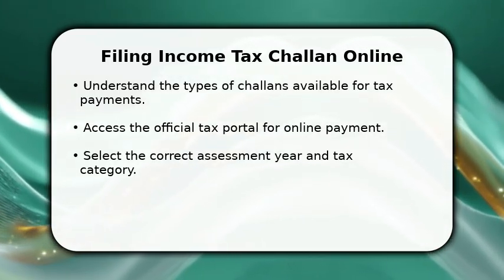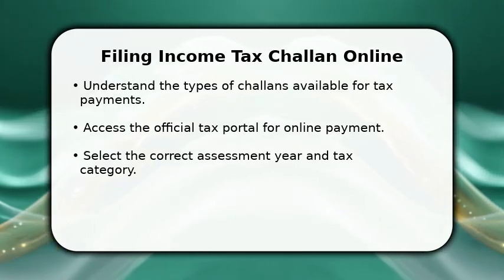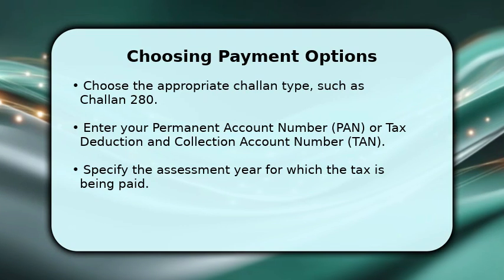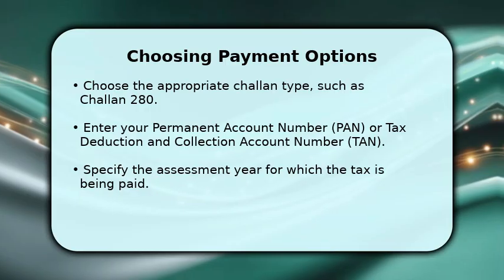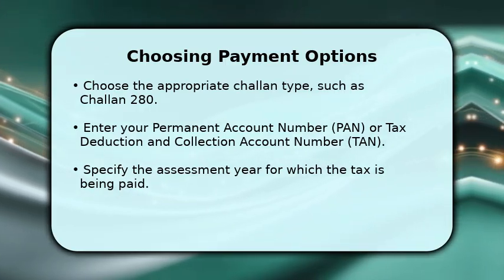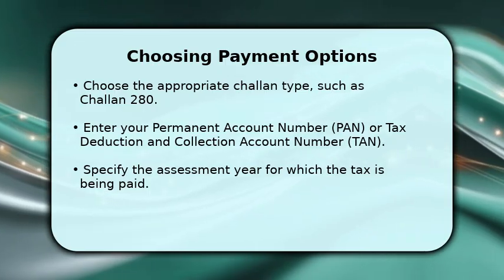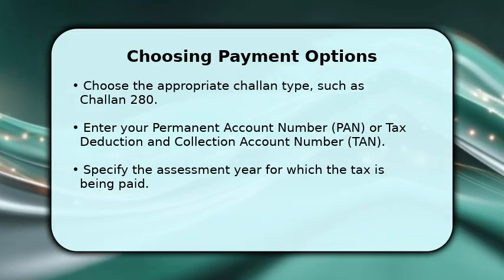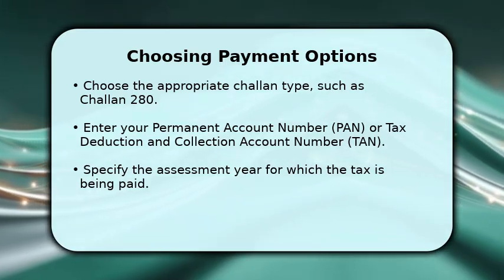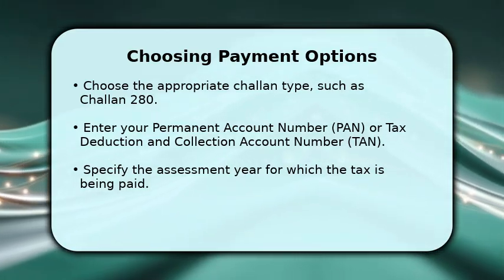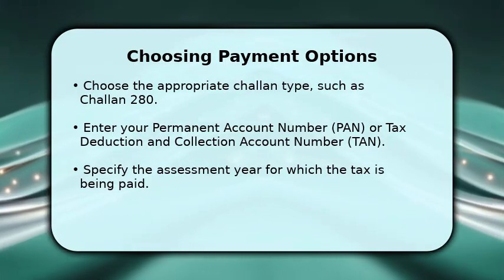Make sure to have your permanent account number, or PAN, ready for accurate entry into the system. Next, carefully select the specific Challan form you need, such as Challan 280 for individual income tax. Then, accurately input your permanent account number, or PAN, or your tax deduction and collection account number, TAN, if applicable. Double-check the assessment year to ensure your payment is applied to the correct financial period. This step is crucial for proper tax reconciliation.